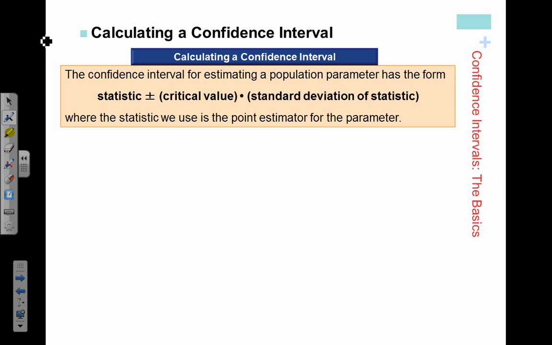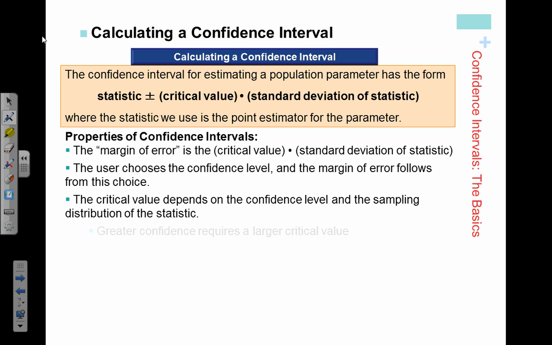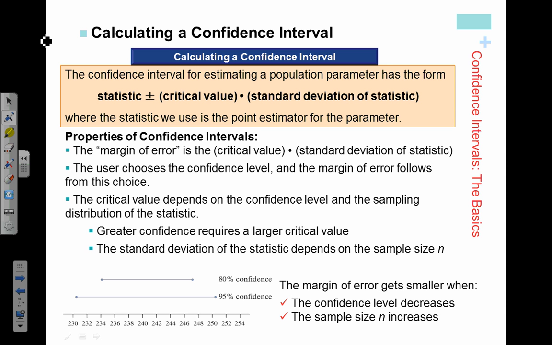Now, there's the formula again for you up here. Properties of confidence intervals. We can go through those. The margin of error is the critical value, okay? So we'll talk about what is critical value. Some people say, what is that? That's the margin of error. We'll talk about it. Times the standard deviation. So critical value times standard deviation actually gives you your margin of error.